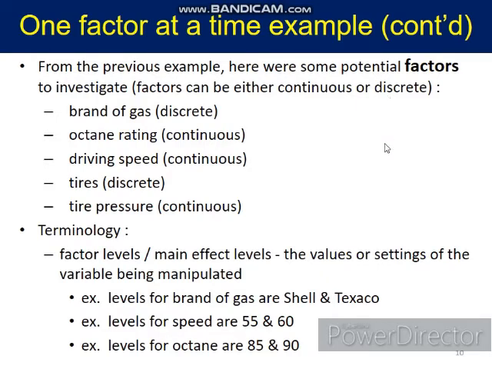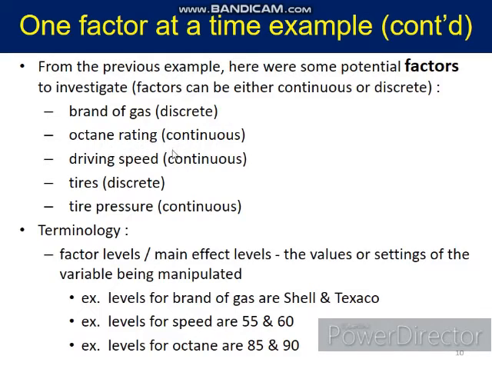It can also be discrete. Discrete means that, for example, brand of gas: Shell, Mobile, Petronas, Amco. So those are brands of gas. So it's discrete. You cannot express it with regards to a continuous number. Right?